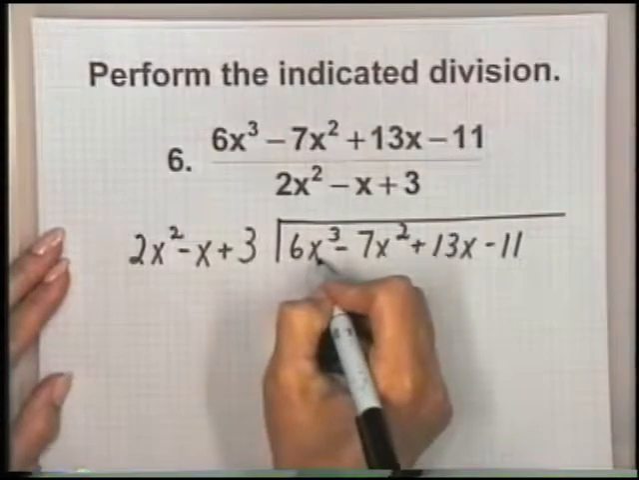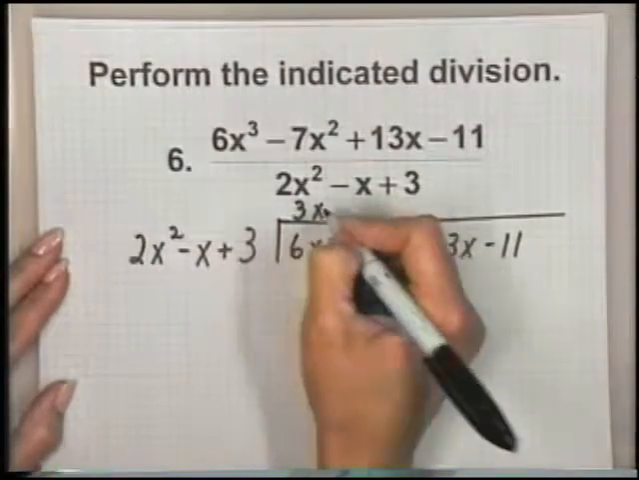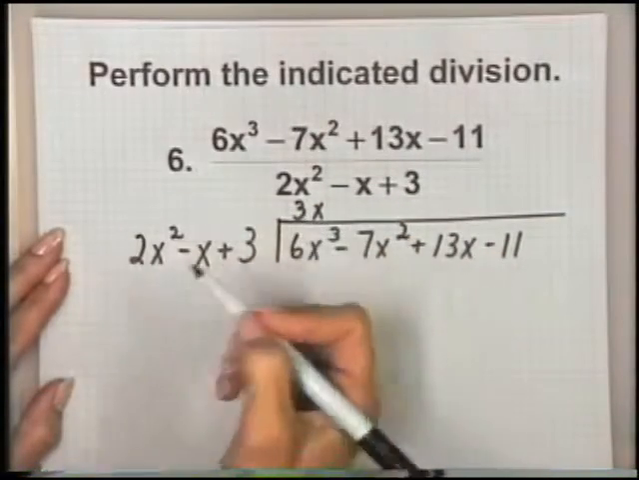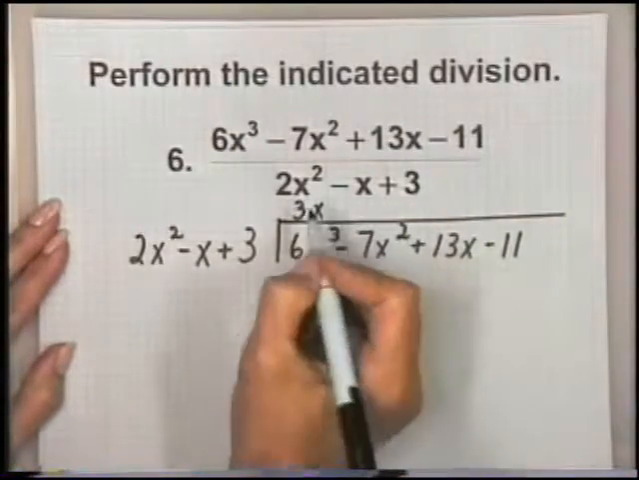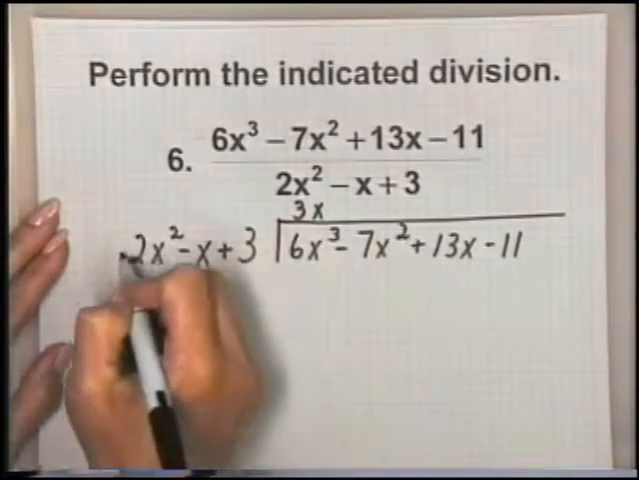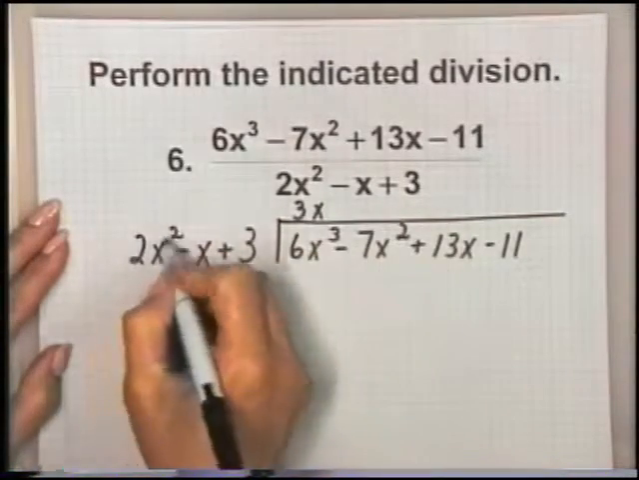And let's divide. Let's divide the 2x squared into the 6x cubed. We will get 3x. We can think 2 goes into 6 3 times. X squared goes into x cubed x times. Let's multiply. When we multiply the 3x, we multiply it by every term in the divisor.